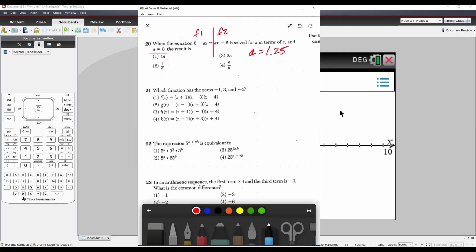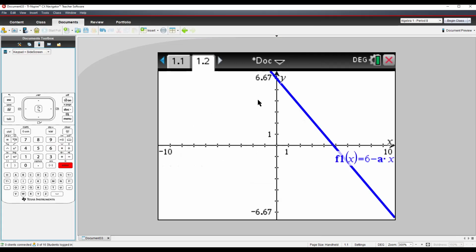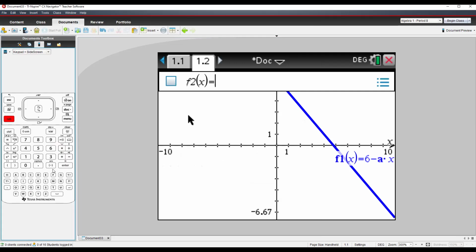So this is going to be 6 minus A times X. And remember, you have to put a multiplication between the A and the X. Otherwise, the calculator thinks you're trying to create a variable called AX, and we're not doing that. All right, so it's a line. We knew these are going to be lines, or we should have known. Then I press tab and do the right-hand side. It's going to be A times X again, minus 2. And then I press enter.